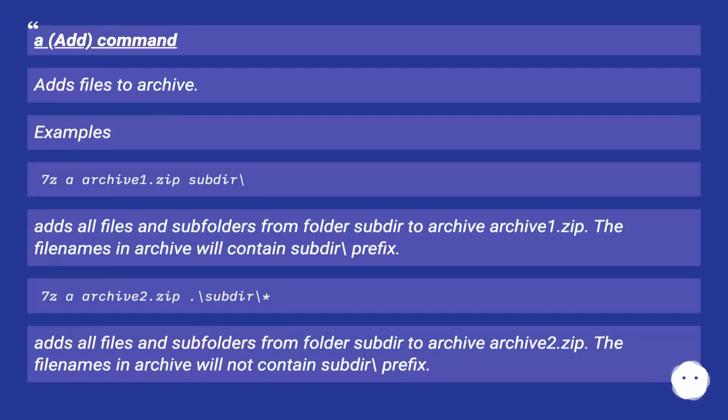From the 7-zip help file. A. Add. Command adds files to archive. Example: 7za a archive1.zip subdir\ adds all files and subfolders from folder subdir to archive1.zip. The file names in archive will contain subdir\ prefix. 7za a archive2.zip .\subdir\* adds all files and subfolders from folder subdir to archive2.zip. The file names in archive will not contain subdir\ prefix.